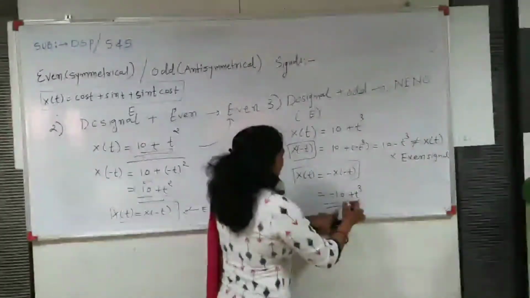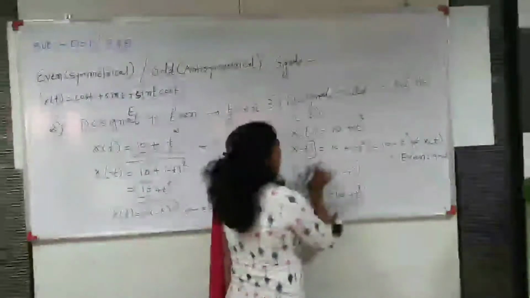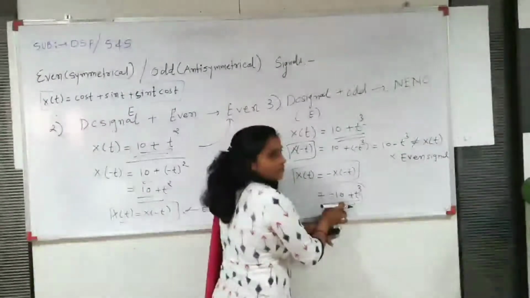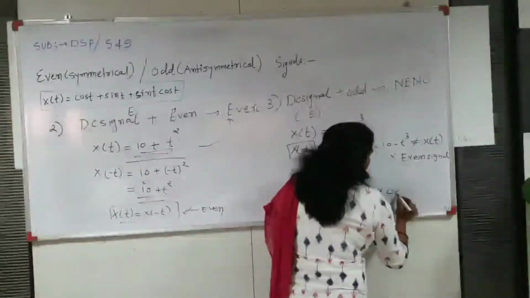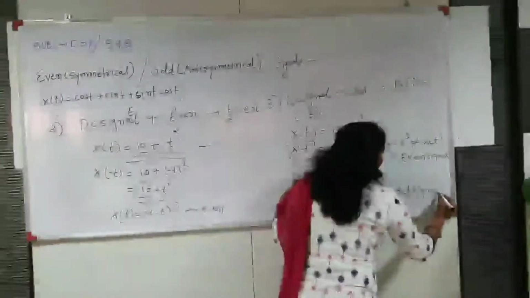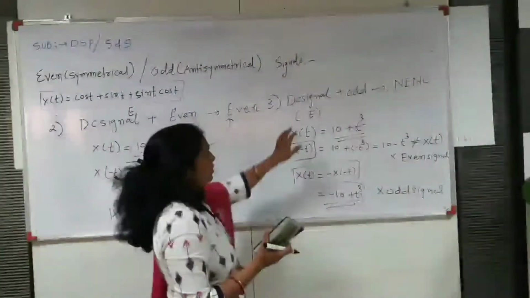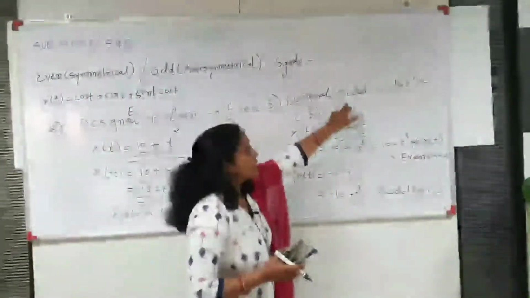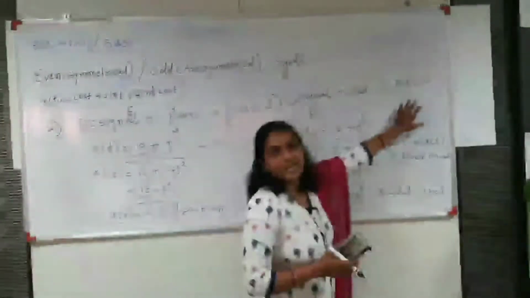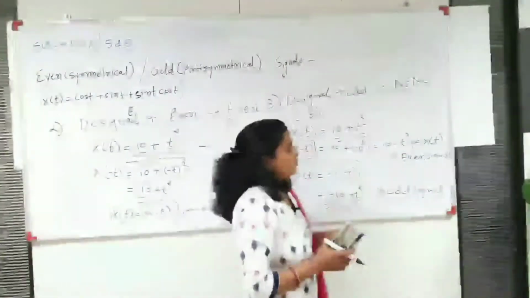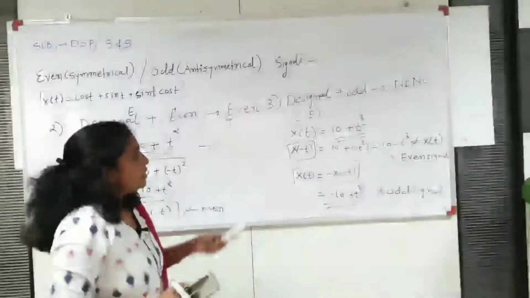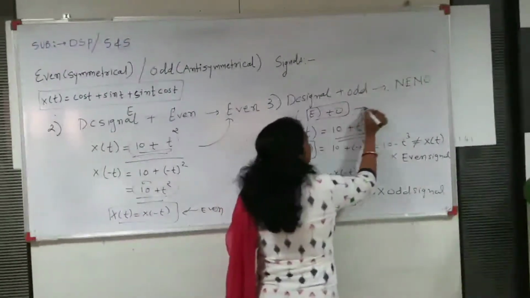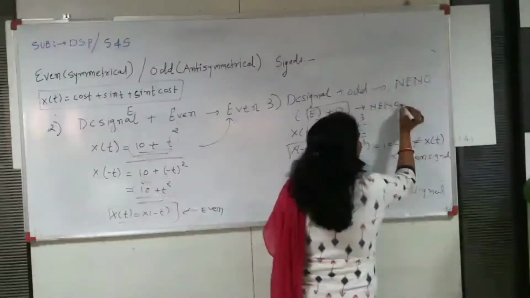Okay, but again compare this equation with our x of t, that is 10 plus t cube. So again this equation and this equation are not equal. That means it's not an odd signal. So this type of signal, whenever it is a combination of a DC signal plus an odd signal, the answer is it's neither even nor odd. Remember this property again: the combination of a DC signal plus an odd signal is always neither even nor odd.